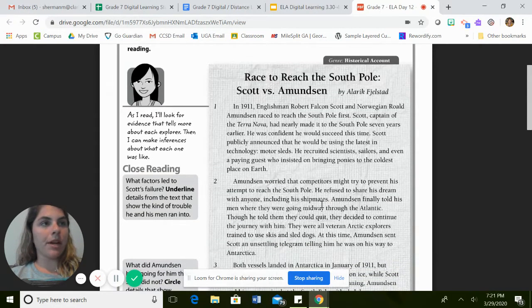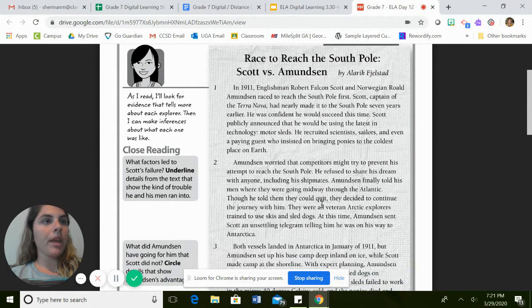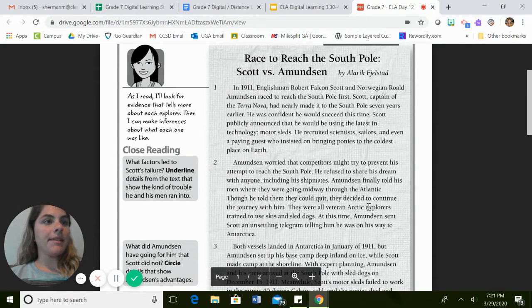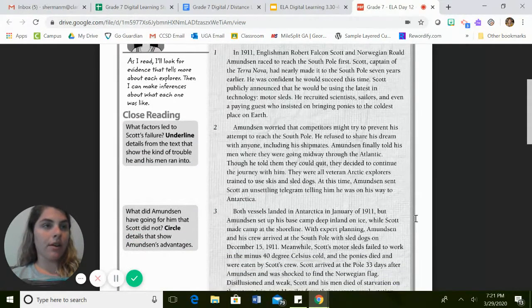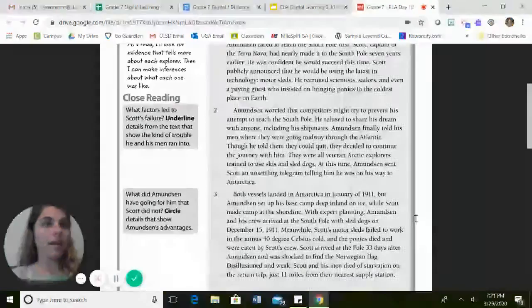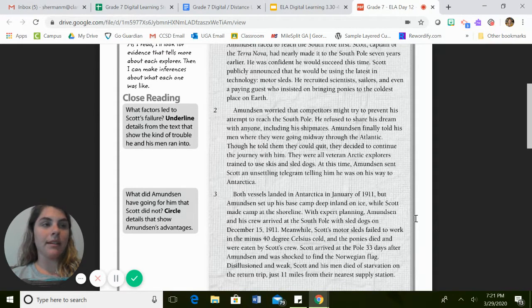Amundsen worried that competitors might try to prevent his attempt to reach the South Pole. He refused to share his dream with anyone, including his shipmates. Amundsen finally told his men where they were going midway through the Atlantic. Though he told them they could quit, they decided to continue the journey with him. They were all veteran Arctic explorers trained to use skis and sled dogs. At this time, Amundsen sent Scott an unsettling telegram telling him he was on his way to Antarctica. Both vessels landed in Antarctica in January of 1911, but Amundsen set up his base camp inland on ice, while Scott made camp at the shoreline.